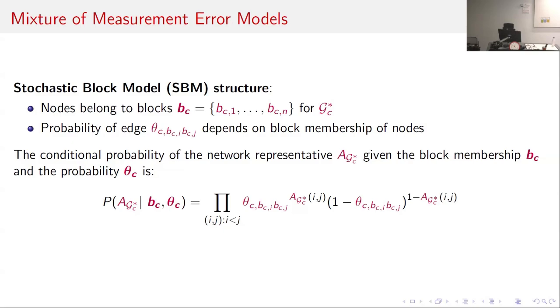So this will allow this to vary, as I mentioned earlier, with respect to the clusters. And then we also have the probability of an edge, which is denoted by theta and depends on the block membership of the nodes. And it's also cluster specific. So this is the form of the stochastic block model, the conditional probability of the network, the G star, given the block membership and the probability of an edge, which is again a Bernoulli distribution. And the product is over the edges.